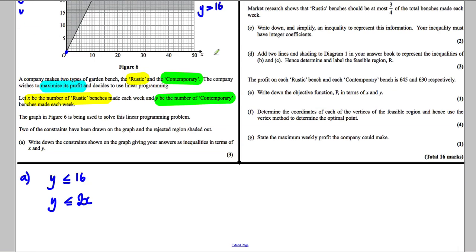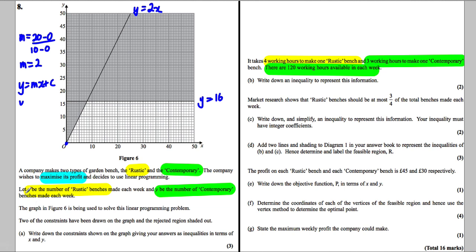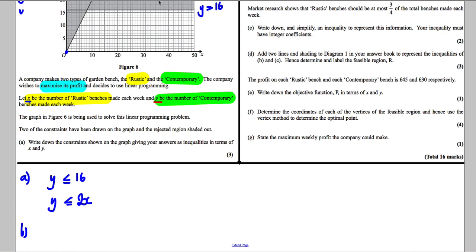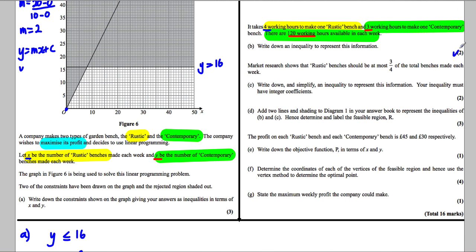So let's write this down as an inequality. Well, for part B, if I make x rustics and each one takes 4 hours, 4x is the number of hours for rustic benches. And if I make y contemporary and each one takes 3 hours, 3y must be the number of hours needed for those. If I add them together, I know it must be less than or equal to 120 because that's the available hours. So I'm going to write 4x add 3y must be less than or equal to 120. And that's my next constraint for 2 marks.